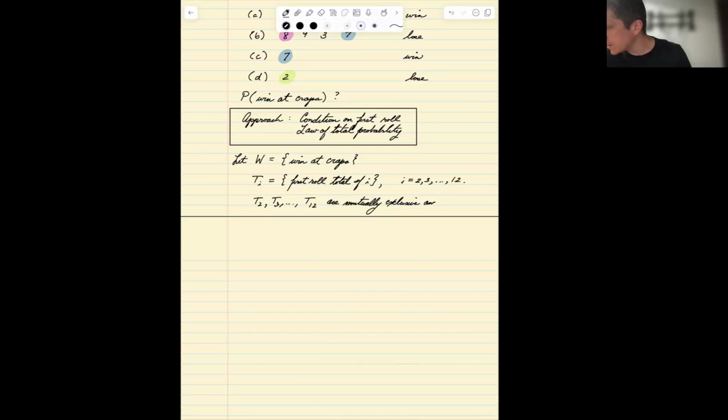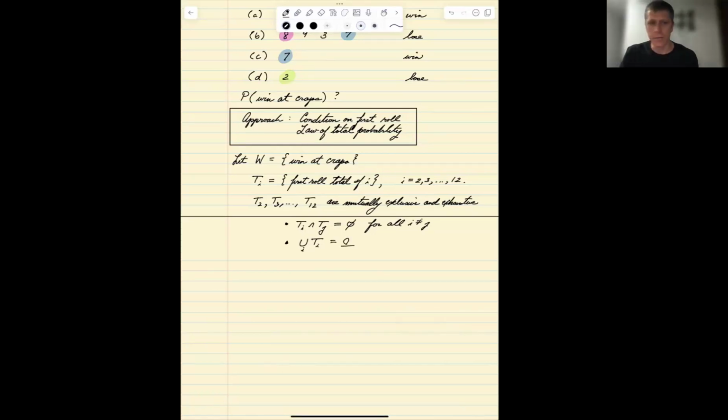none of the others can occur. It's just not possible. And the only possibilities are 2 through 12. That's just the only possibility. So they're exhaustive. So what does that mean? Formally speaking, this means TI intersect TJ is empty for all I not equal to J, and that the union over all TI is the set of all possibilities.